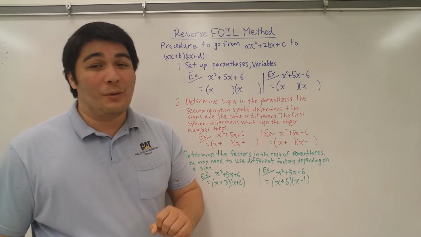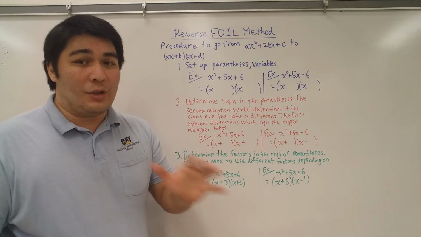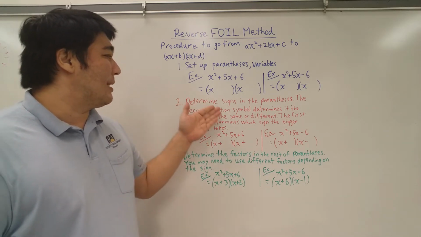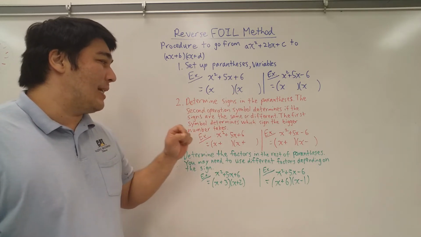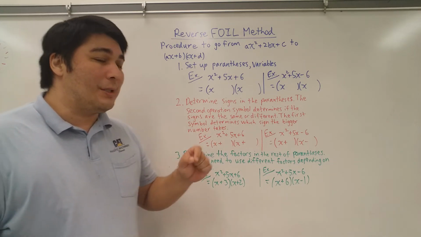Here's the part where it gets a little bit more intense. It's not that bad once you're used to it, but I just want to make sure we go over that. So now we're going to determine the signs in the parentheses. The second operation symbol determines if the signs are the same or different. The first symbol determines which sign the bigger number takes.